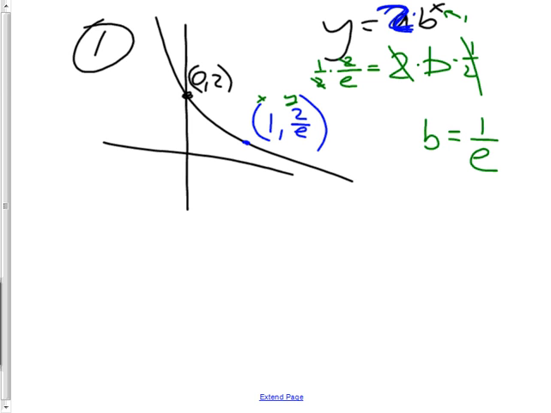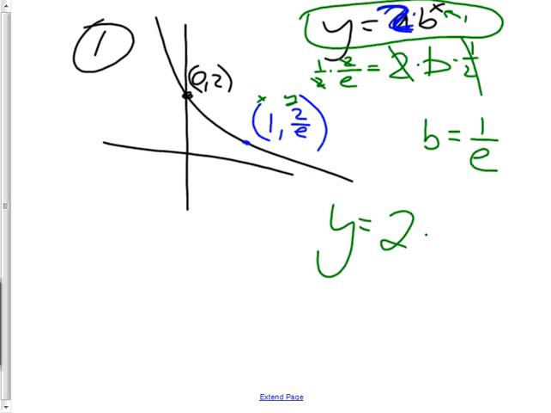So then, the goal was to be able to take this and write it with a and b figured out. I figured out a right away. A was 2. B I just figured out. B is 1 over e. So I'm going to rewrite it now. Y equals 2 times the b, which was 1 over e, to the x power. Now that may look really strange, but it is the right answer. It's just got an e thrown into it. You have to be able to deal.